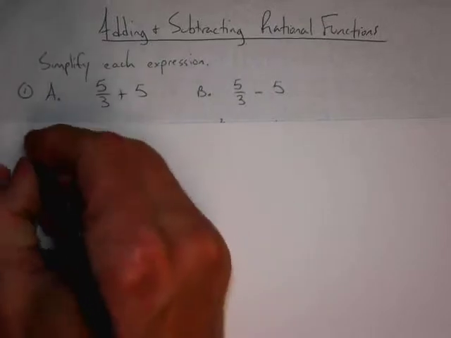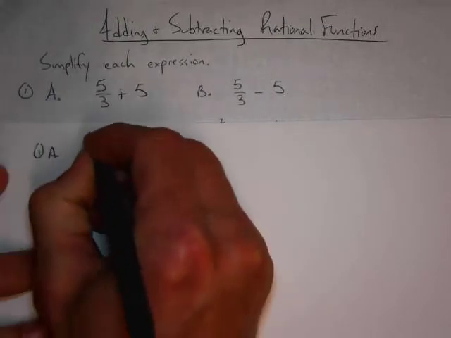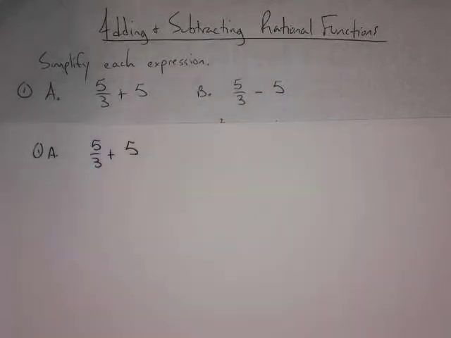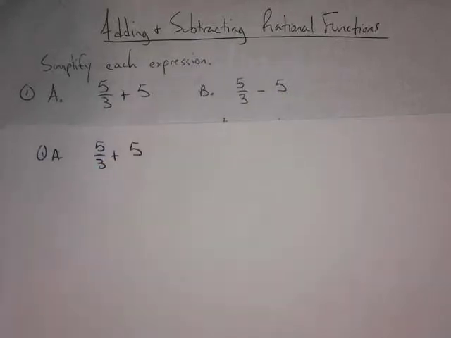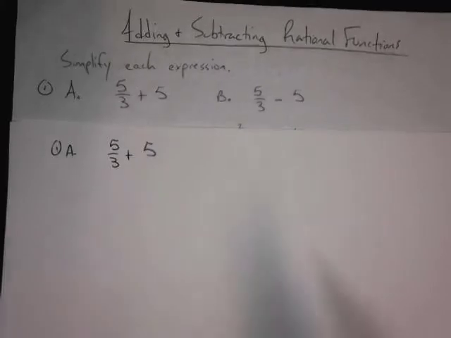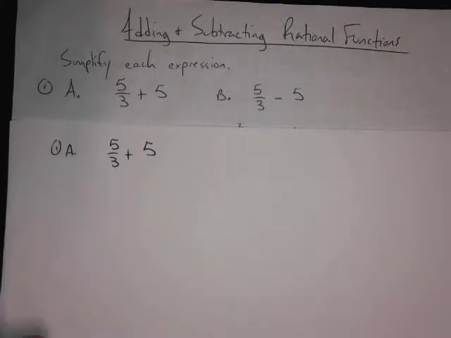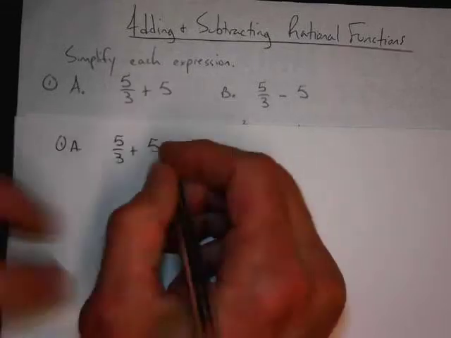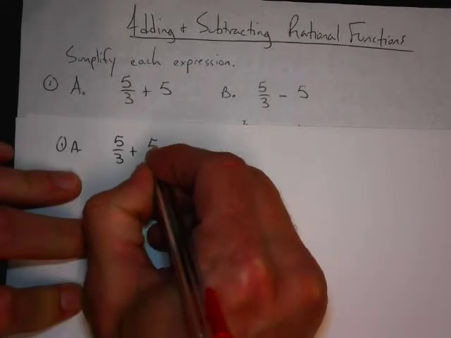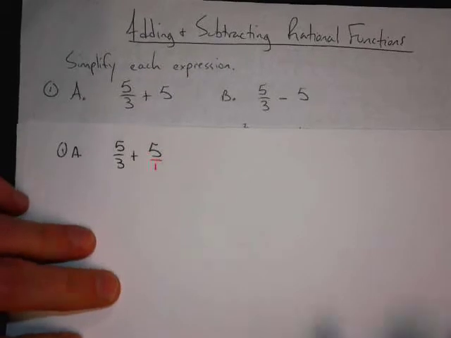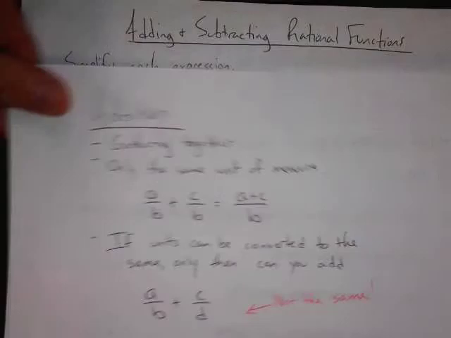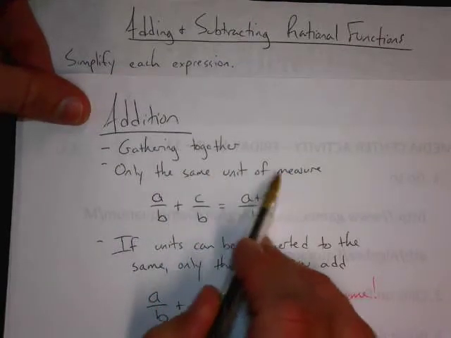So in our problem 1a, we have a basic operation. We have 5 over 3's plus 5. Now what is this? This is 5 ones. We have to remember that. So we have 5 over 3's plus 5 ones. And so we remember that 5 ones also looks like 5 over 1's. Now we cannot add these. They are not the same unit of measure. We can only gather together if we're dealing with the same unit of measure.